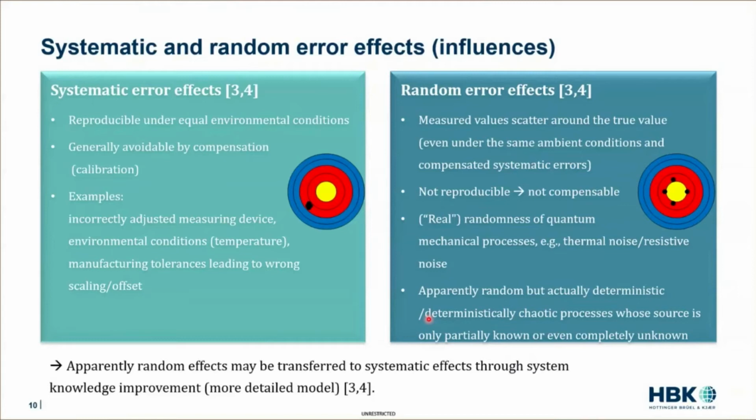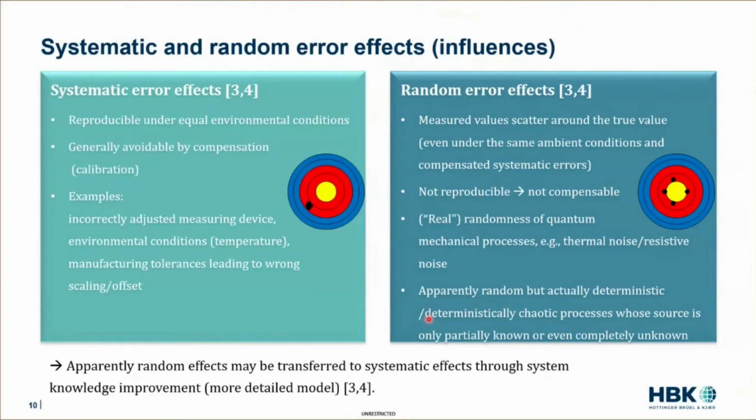And we can, in this group, again distinguish between, let's call it real randomness, which is related to quantum mechanical processes such as thermal noise or resistive noise. And we have, that is also an important one, apparently random but actually deterministic processes. They are characterized by the fact that the origin is unknown and they seem to be random. But in reality, of course, you could explain it by classical physics, but the model is too complex.